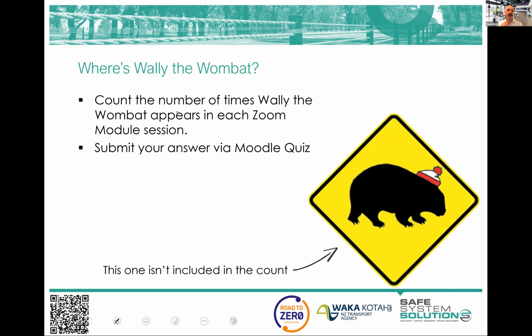Right, this is Wally the Wombat morning sign. Now, Wally is going to appear a random number of times each session. And you've got to keep track of how many times Wally appears. So playing a bit of Where's Wally throughout the session. And that will be one of your quiz questions at the end of the session.